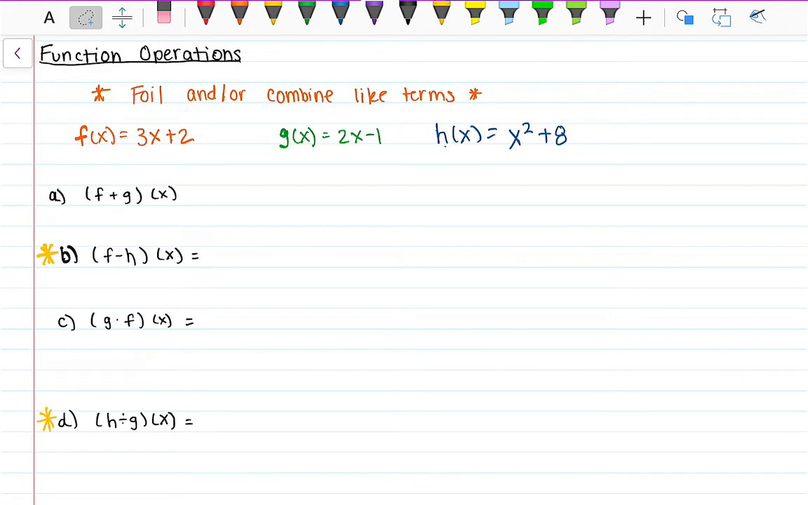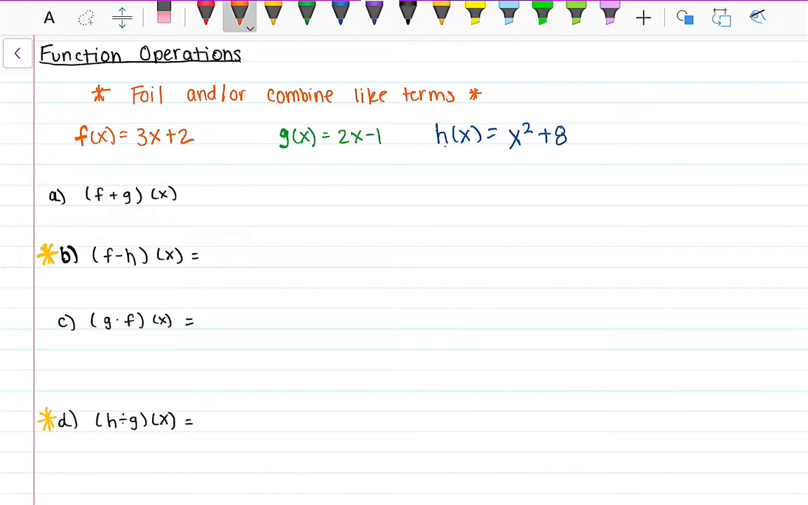the others, we're just combining all of our like terms, and then that's going to be our answer. Okay, so let's do some examples. So let's say we have these three functions, f of x, g of x, and h of x. So for letter A, what they're wanting us to do is they're wanting us to get our f function and our g function and add them together. So that's all we are going to do.